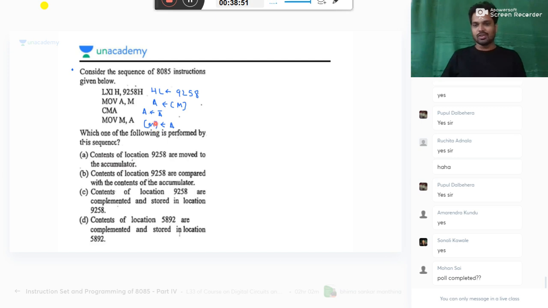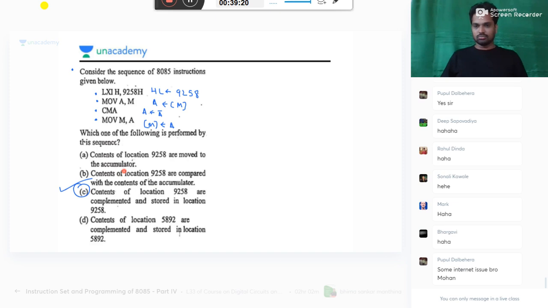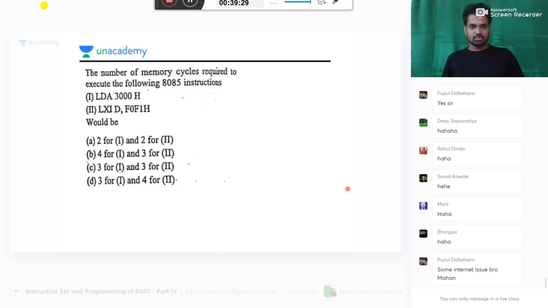What happened to you, Mohan? You slept or not? Or I am sleeping. Okay. HL is copied to this. M is copied to this, complemented. Then again, A is copied back to M. That is, the contents of 9258 are complemented and stored in the location 9258 itself. Okay. Next, leave it. Read it. Next question.